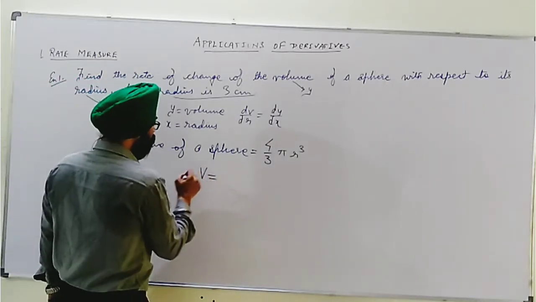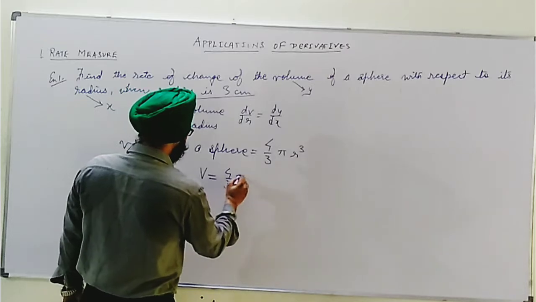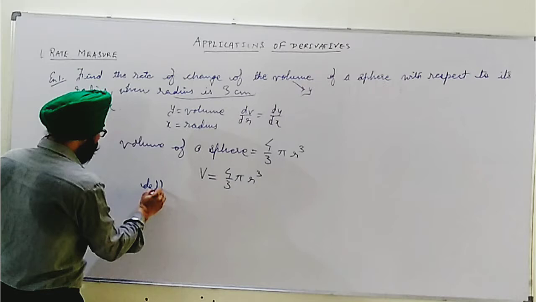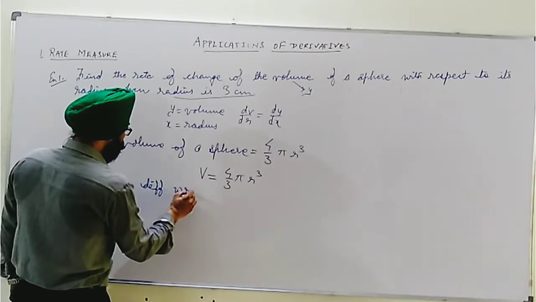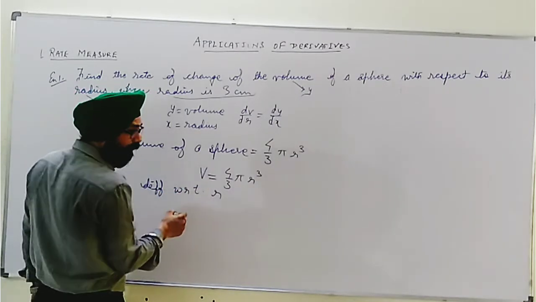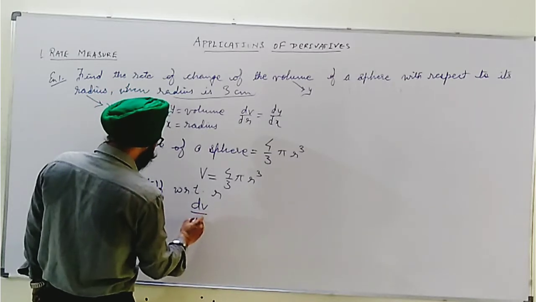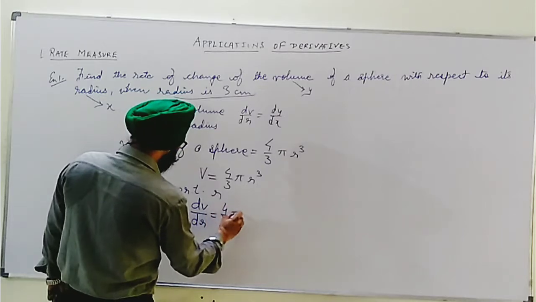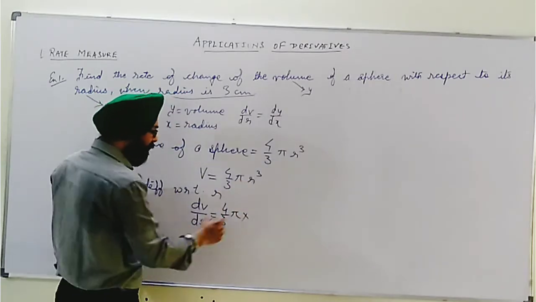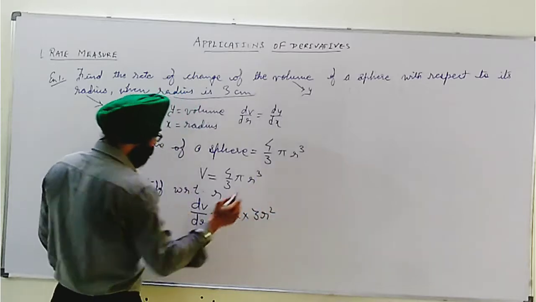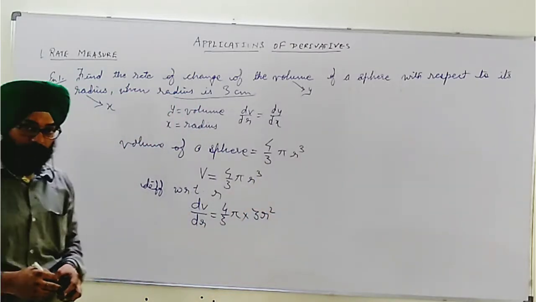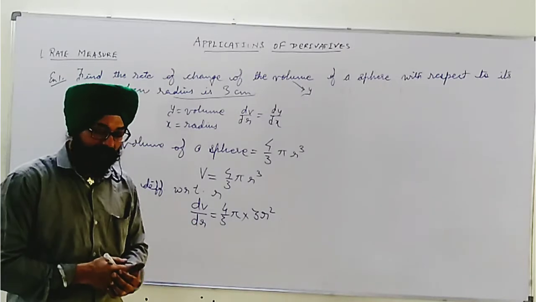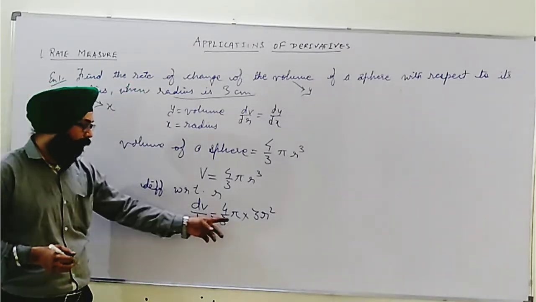We can see V is equal to 4 by 3 pi r cubed. Simply we'll write, differentiating with respect to r. So as soon as we do, this will be written as dV by dr equal to, this is constant, 4 by 3 pi. Only r cube will be operated. This will become 3r square. As I said, depends on your choice. You can convert them in language y and x, or you can keep them as V and r only. Doesn't matter. Okay, so dV by dr, we have obtained this.